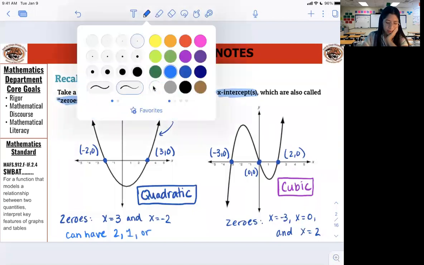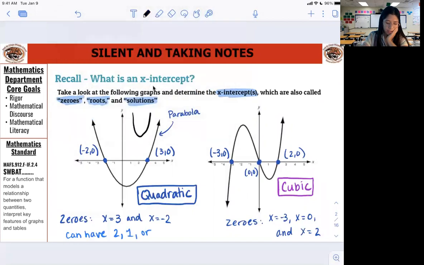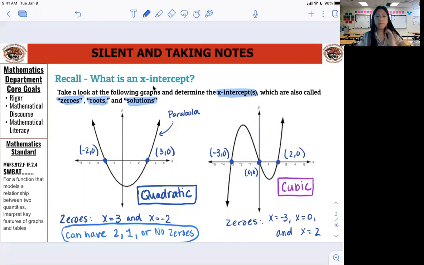And sometimes, what if your parabola is up here like this? How many zeros would that one have? None. Yeah. So you can have 2, you can have 1, or you can have no zeros. Those are all the possibilities for quadratic graphs. So it can't have more than 2. That's the biggest takeaway. If it has more than 2, it is no longer quadratic, it would be cubic instead.